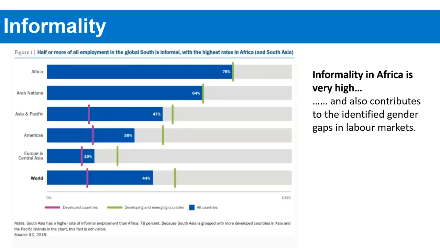Now let's talk about informality. In the previous slide, I said that women are engaged in more activities in the informal sector. Let's look at the data. Here we have the level of informality from different regions around the world, and we can see that informality in Africa is very high, almost 76%. And this high level of informality will contribute to the identified gender gaps in the labor market.